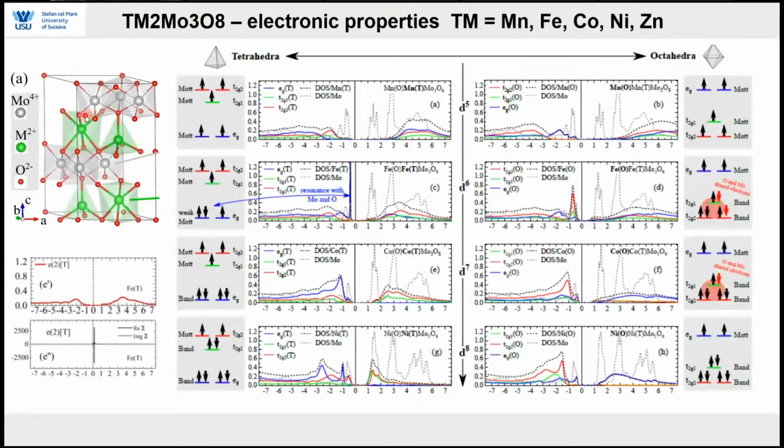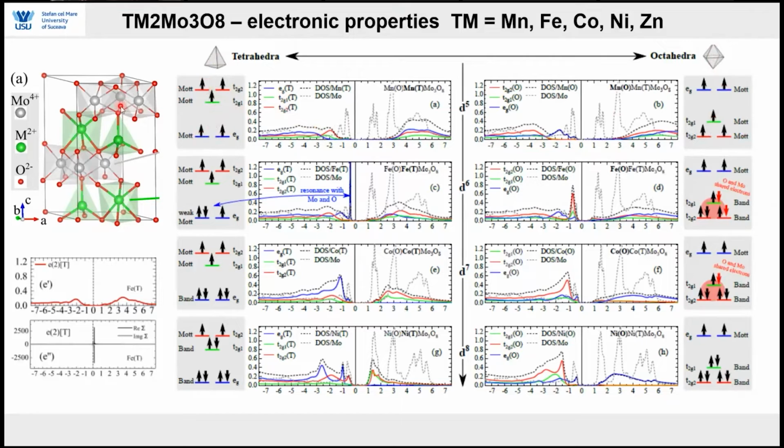So this is the crystal structure. I have tetrahedra and octahedra, and inside here I can have manganese on both sides, iron, cobalt, nickel, and zinc. Now, on this side, you have the electronic properties of the tetrahedra. On this side, you have the electronic properties of the octahedra. If you look at how the 3d orbitals split, you see that in the tetrahedra, they split into 2, 1, and 2. For the octahedra, it's 2, 1, and 2. The only difference is that this one is 1. It can be higher in energy or lower in energy.